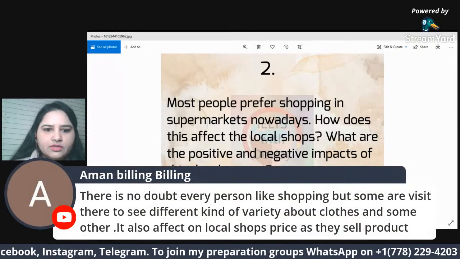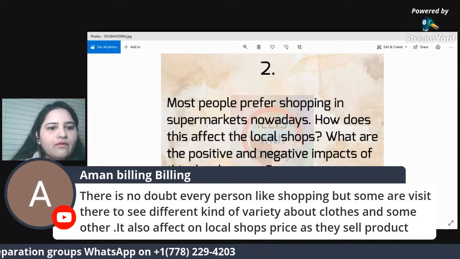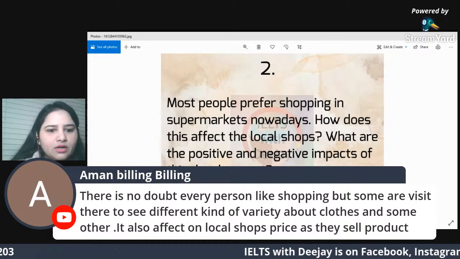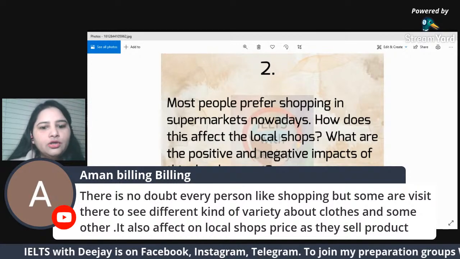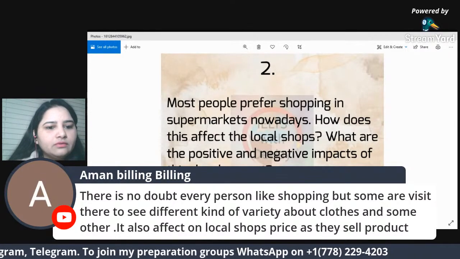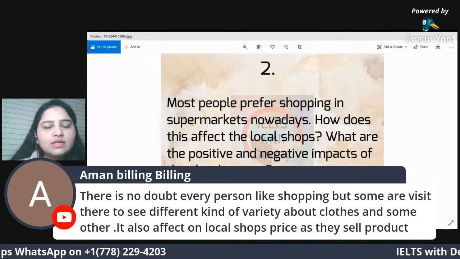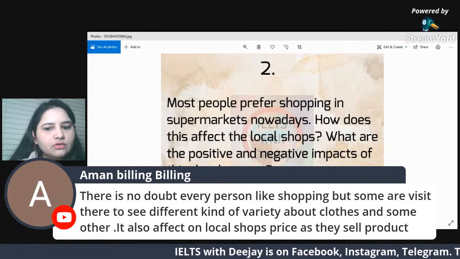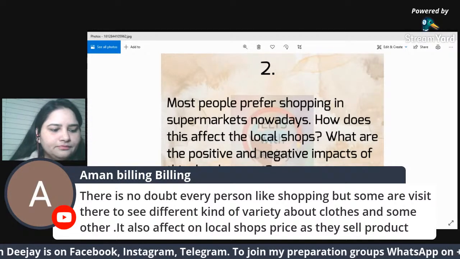There is no doubt every person likes shopping, but some are visiting. When you are writing are, it has to be visiting there to see different kind of variety about clothes and some other. It also affect on local. No, no, no. You have changed the sense already. They're not talking about the clothes. They're not talking about other things. They're talking about shopping in general. So try not to include all these things in the paraphrasing. Try to include all these things in the body paragraph. That would be perfect. Okay. Do not try to change the meaning of the question. When you try to change the meaning, then it will have negative impact on your writing as well.